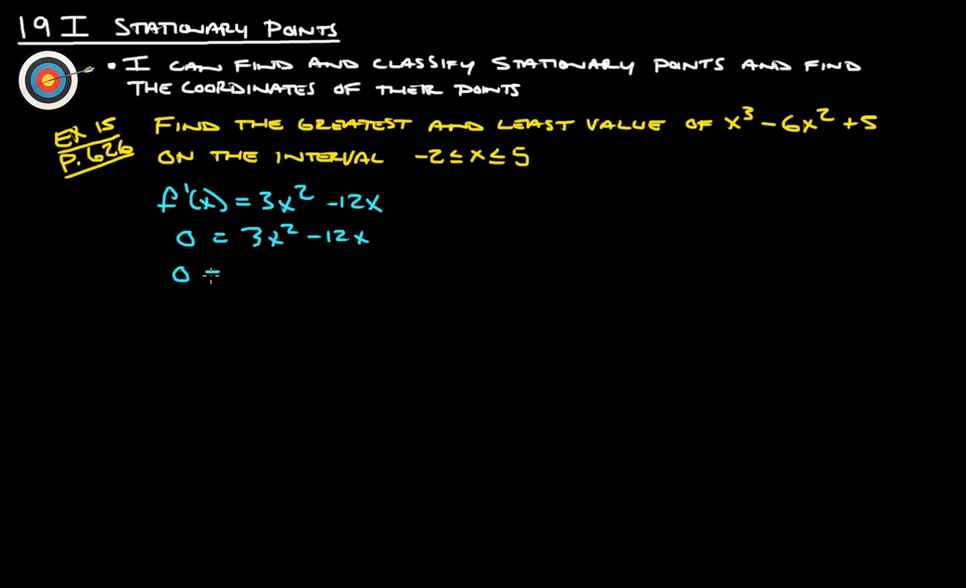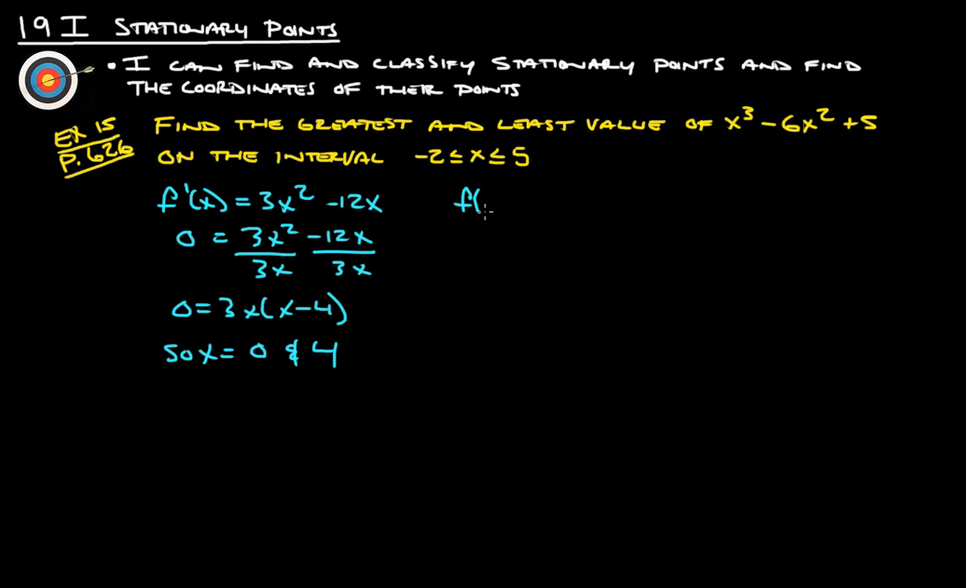Let's see what we can factor out of both of these. We can get a 3 and an x out of both of these, right? So 0 equals 3x times x minus 4. So x has to equal 0 and 4. Now that we have the 0 and the 4, we'll just plug the 0 and the 4 in and see what we get. We're just looking for greatest and least value, so that's really just the y.